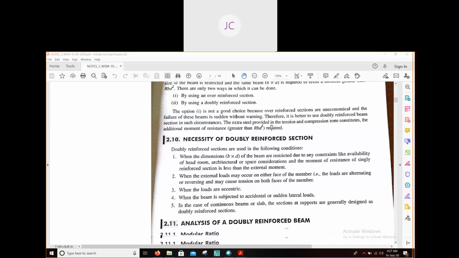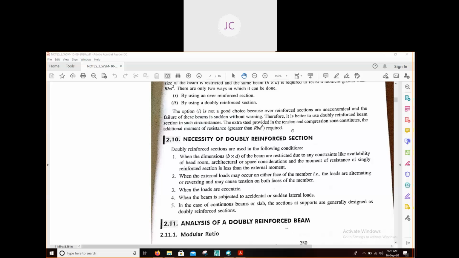Everything is mentioned here. The extra steel provided in the tension and compression zone constitutes the additional moment of resistance greater than RBD square. This RBD square amount of moment will be resisted by a single reinforced beam. That means if you provide reinforcement only in the tension side, it will resist this amount of bending moment. But in some cases the value of bending moment will be more than this RBD square. So for resisting that extra amount of bending moment, we have to provide extra steel, both in the tension side as well as in the compression side.